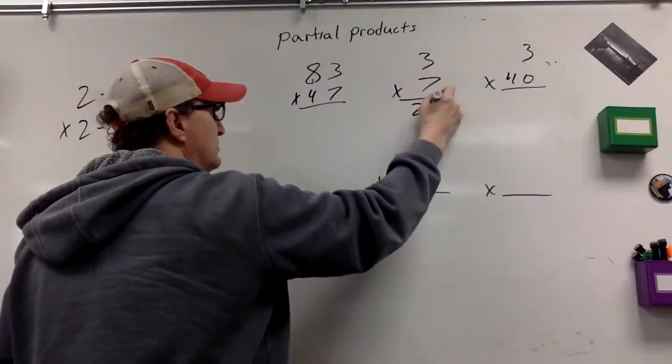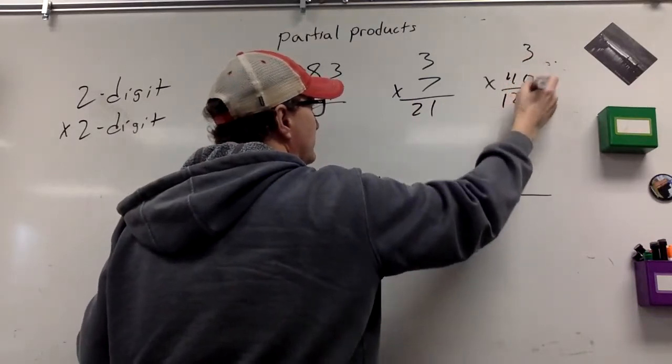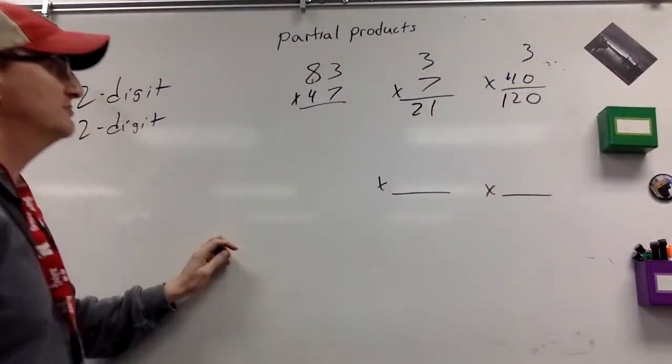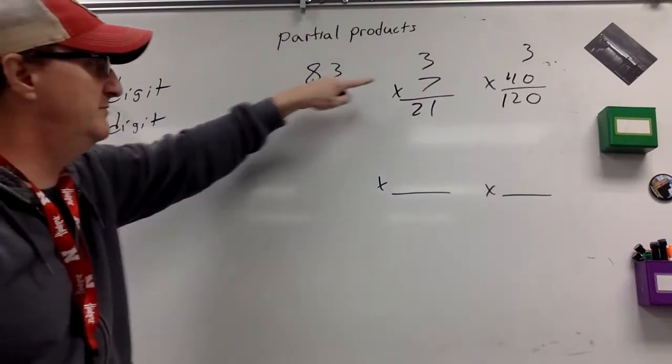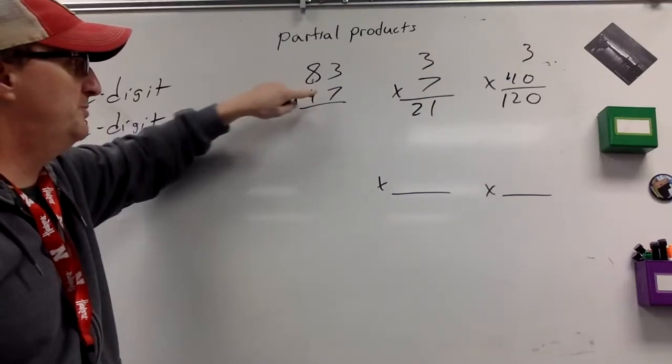3 times 7 is 21. 3 times 40: 3 times 4 is 12, plus the 0 is 120. Done that. So that was 3 times 7 right there and 3 times 40 right there. But now we need to multiply both parts by this.